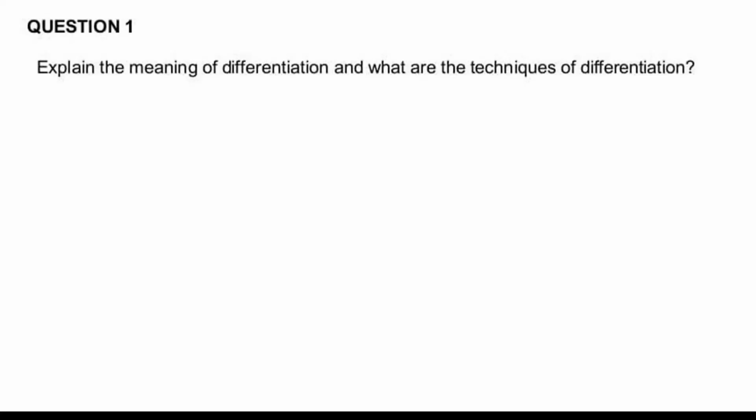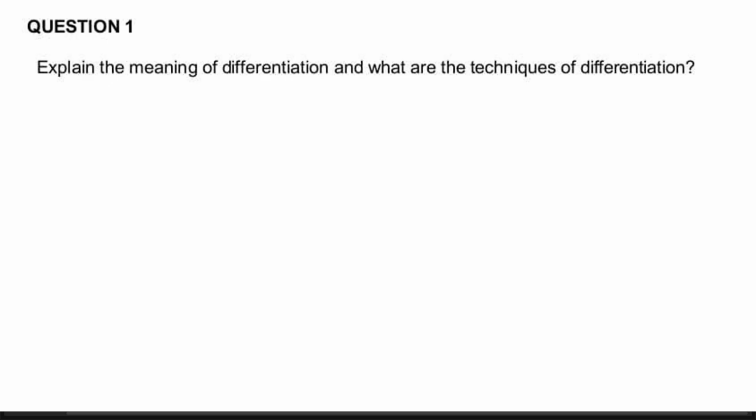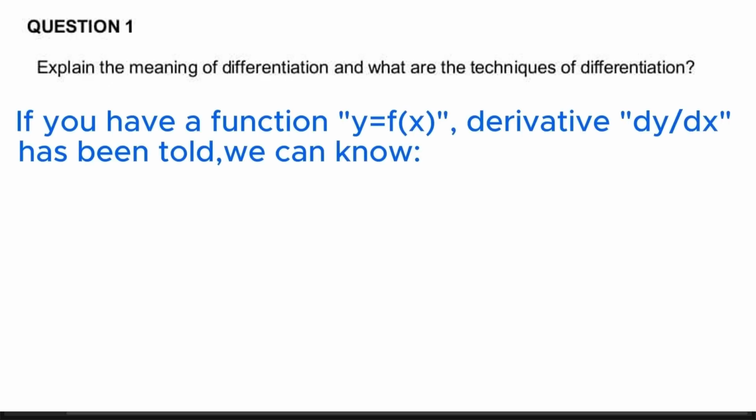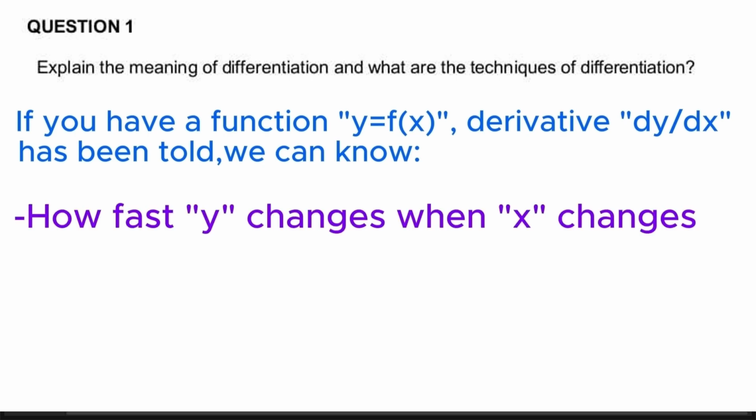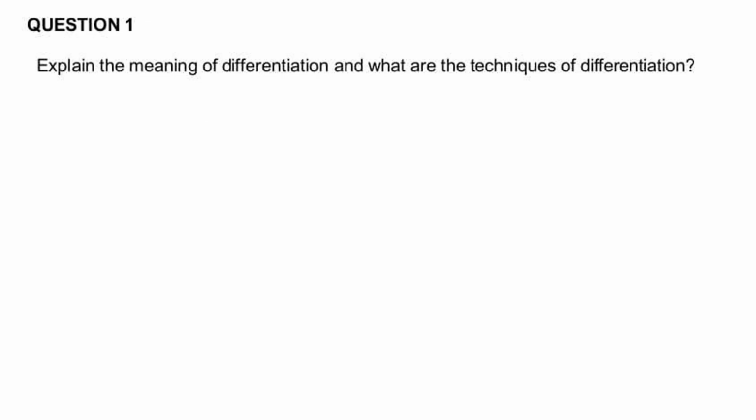Question number 1. Explain the meaning of differentiation and what are the techniques of differentiation. Differentiation is the process of finding the rate of change of a function. If you have a function y equal to f(x) and the derivative dy over dx has been found, we can know how fast y changes when x changes and also the slope of the graph at one point. Next, what are the techniques of differentiation?